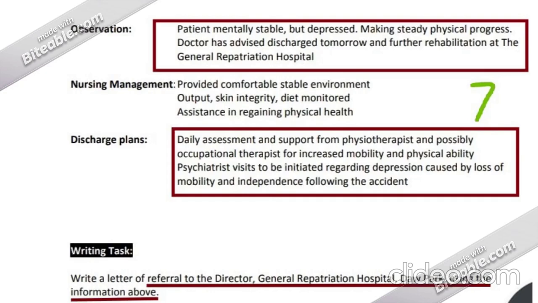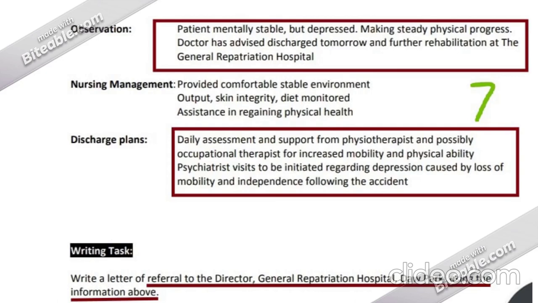Nursing management provided comfortable, stable environment, output, skin integrity, diet monitored, assistance in regaining physical health. Discharge plan is important because these are the recommendations. These are the content for our recommendation paragraph. Daily assessment and support from physiotherapist and possibly occupational therapist for increased mobility and physical ability. Psychiatrist visits to be initiated regarding depression caused by loss of mobility and independence following the accident. So here we have three recommendations, one for physiotherapist, one for occupational therapist, and another for psychiatrist. So these are the recommendation paragraph data.